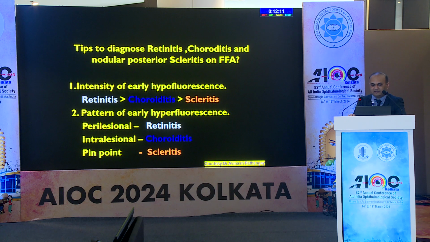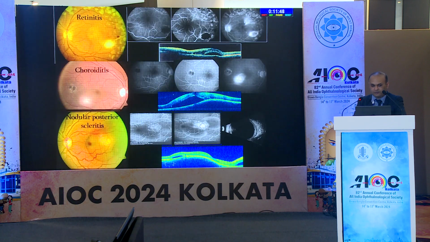So in retinitis, the intensity of early hypofluorescence is the maximum, followed by choroiditis and then scleritis. And look at the pattern of early hyperfluorescence. So early hypo and early hyper. Look at the intensity of early hypo. Look at the pattern of early hyper. If it is perilesional, you are dealing with a retinitis lesion. If it is intralesional, choroiditis, and scleritis, as we all know, will have pinpoint lesions. So let me show it over here.